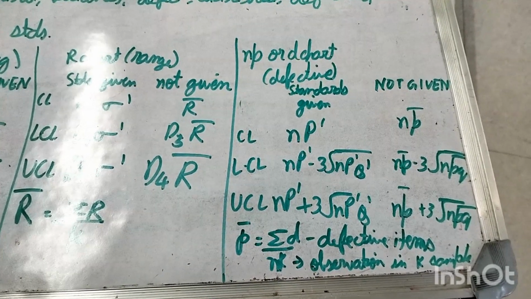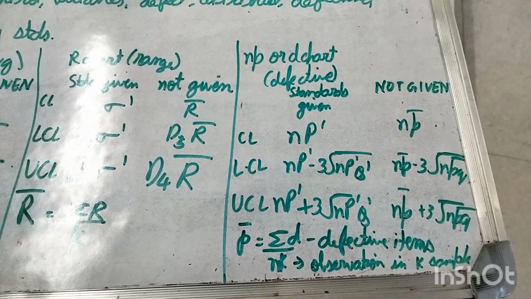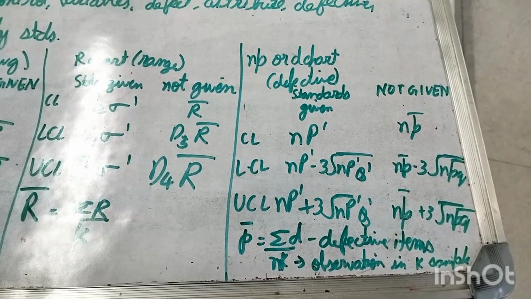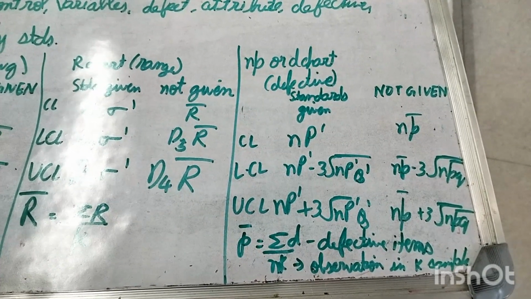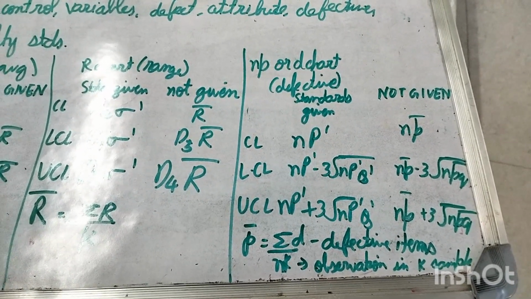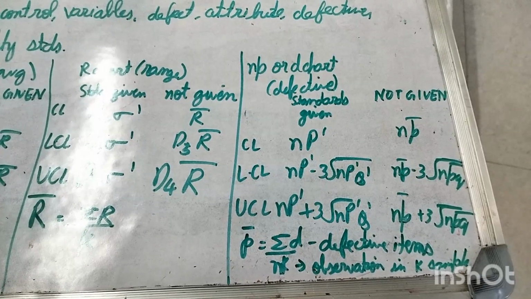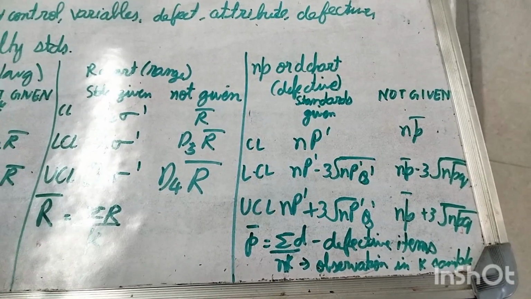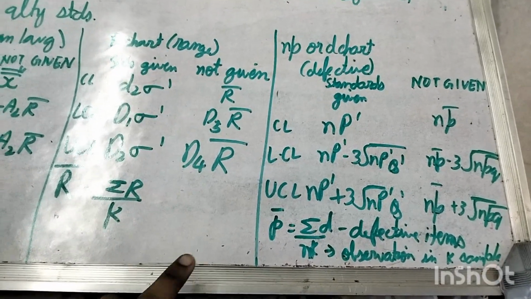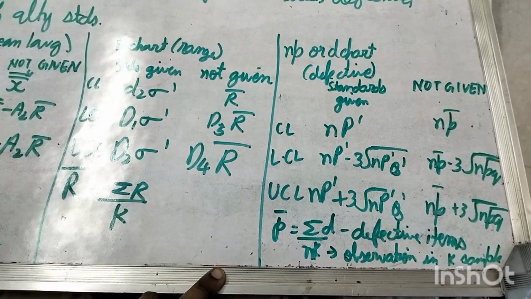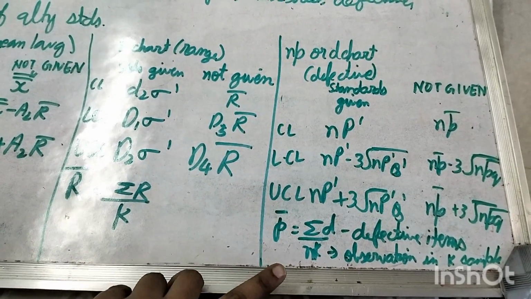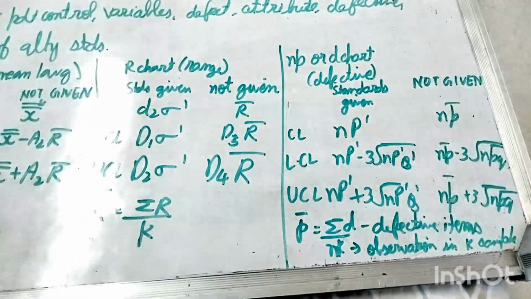So NP chart, class limit for standards given is NP dash, and NP dash minus 3 square root of NP dash Q dash, and upper class limit is NP dash plus 3 square root of NP dash Q dash. And for standards not given, class limit is NP bar, lower class limit is NP bar minus 3 square root of NP Q bar, and NP bar plus 3 square root of NP Q bar. So here P bar is found by summation D by NK. D is defective items and NK is observation in K samples.